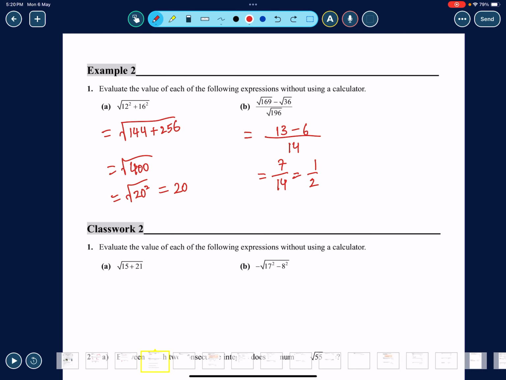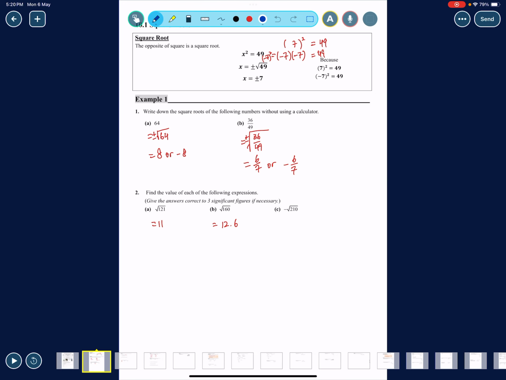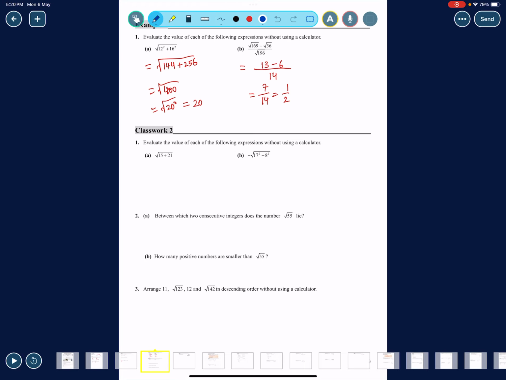So again, I think I will be making you guys memorize the square numbers again. Yeah, memorize square numbers. Might have a dictation on that. Good idea.